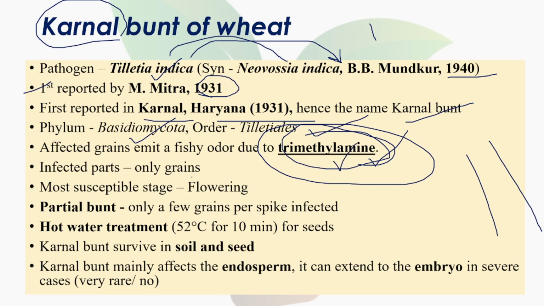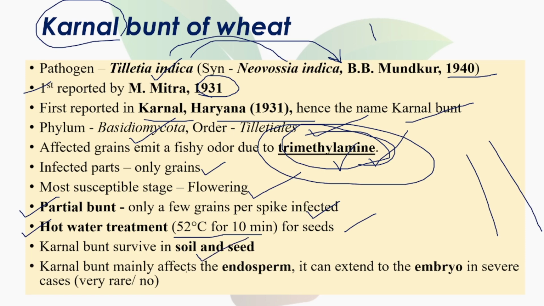Infected parts: only grains, in the majority of cases, 99%. Most susceptible stage is the flowering stage, that's why the inflorescence gets infected. So why is it called partial bunt? Because Karnal bunt is also known as partial bunt, as in the majority of cases only a few grains per spike are infected. For management, we recommend hot water treatment, 52 degrees Celsius for 10 minutes for seeds. Karnal bunt survives in soil as well as in seed.